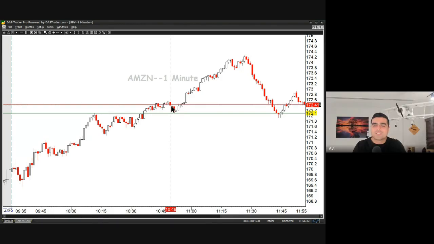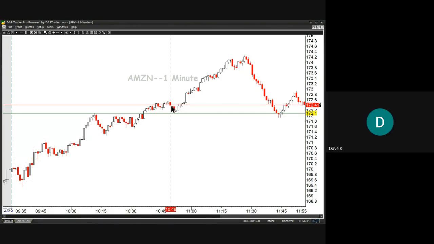What's the strategy? What's the setup? It was the previous level there, the previous low, so the support becomes resistance. That was the idea on that.